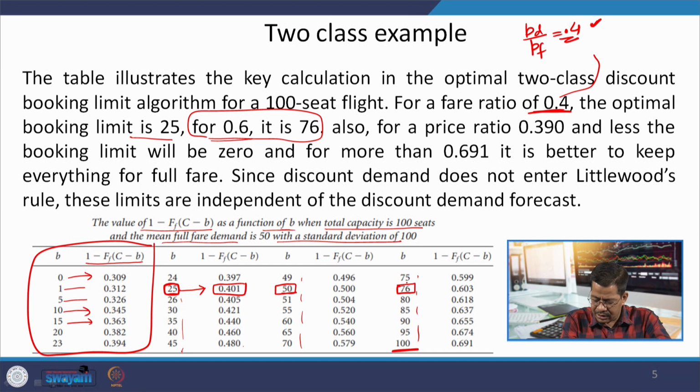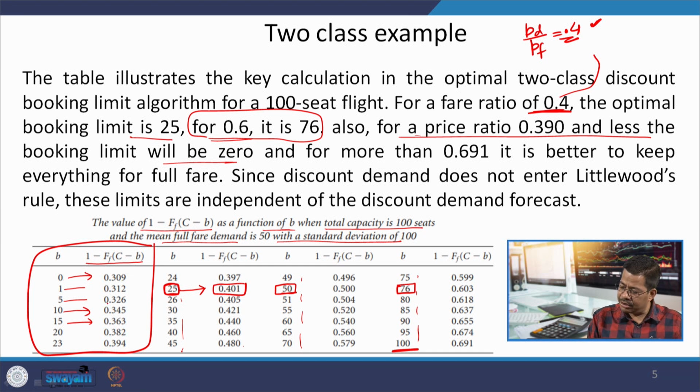So, you see that we have done this calculation for B equals 0 to B equals 100, and we saw that for a price ratio of 0.309 and less, the booking limit will be 0. Sorry, there is a slight typo here, this is 0.309. For this price ratio, the booking limit will be 0.